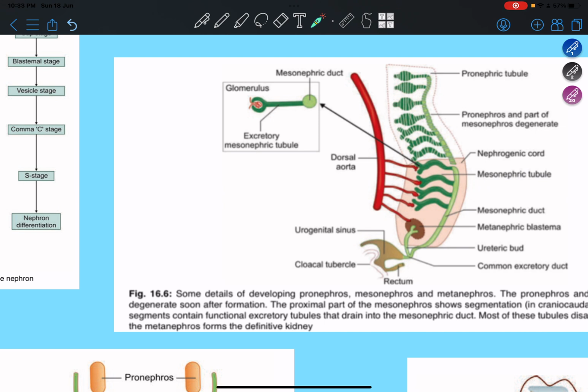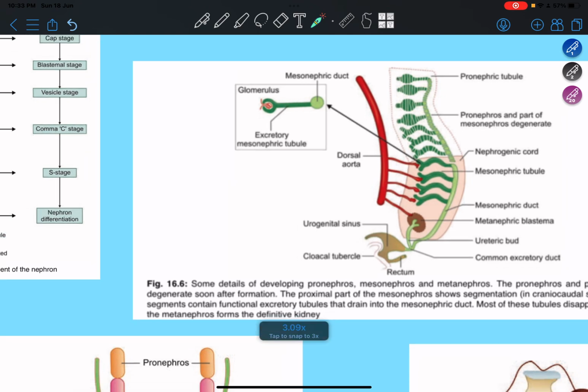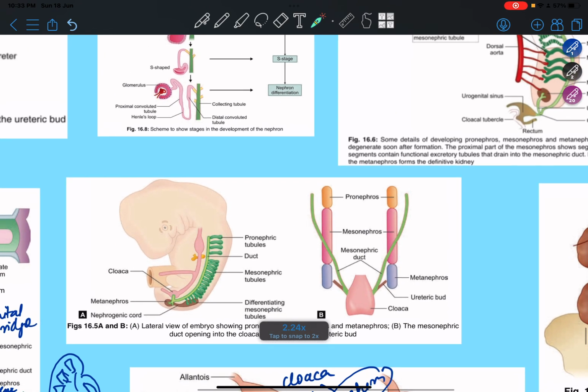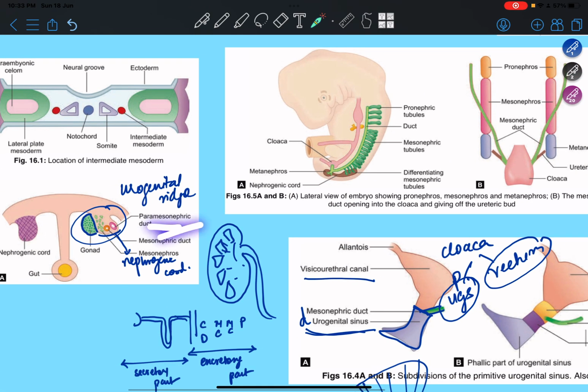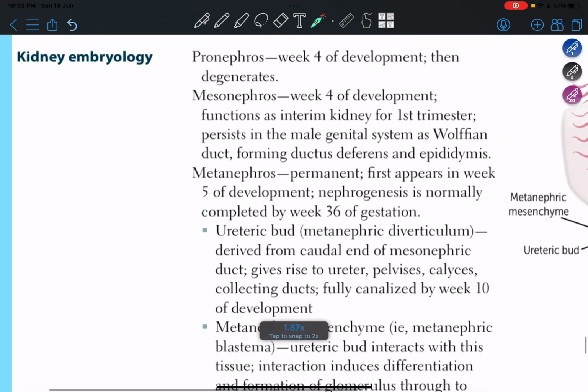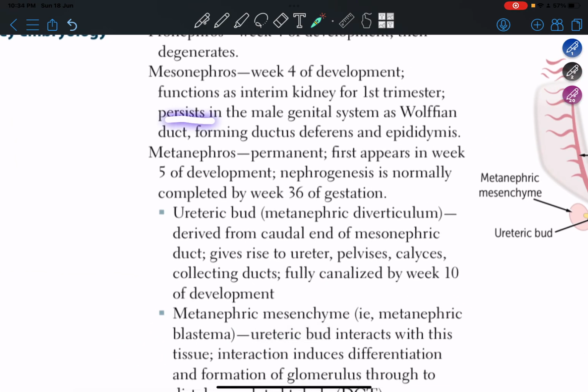That means the epididymis, the ductus deferens, Wolffian duct, all of that. Okay, so that is there in the male. In the female, there is something called the paramesonephric duct, but not going to go into that right now. So that is what they've said here, that it persists in the male genital system as Wolffian duct, forming ductus deferens and epididymis. Metanephros, permanent, appears in week 5 of development and completed by week 36 of gestation.